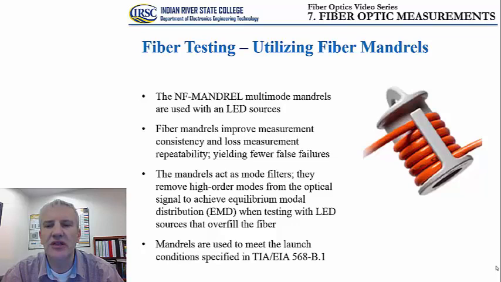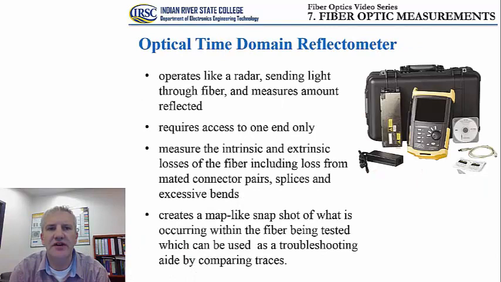And finally, the last portion of this lecture covers the optical time domain reflectometer. This is a very important piece of test equipment that has gained broad popularity in fiber optic measurements, as it provides a very comprehensive snapshot of what is going on in a fiber optic link that's being tested. It operates like a radar, in a sense that it sends light through the fiber, and then it measures the amount of light that's reflected from different types of discontinuities that indicate certain faulty points along the fiber.